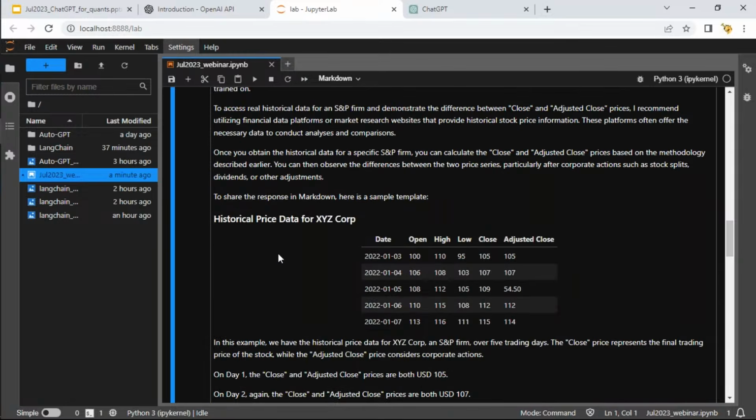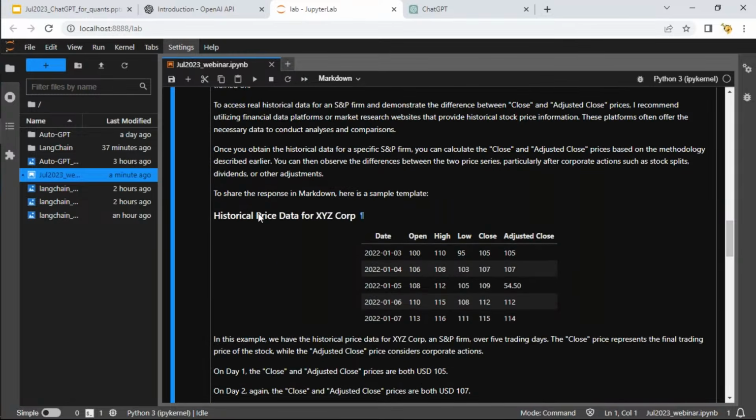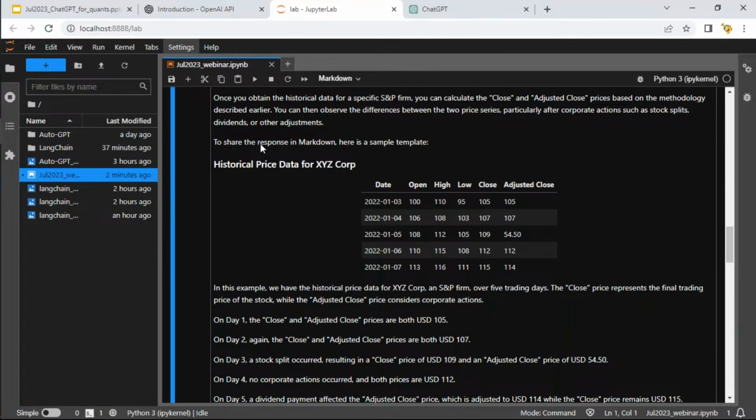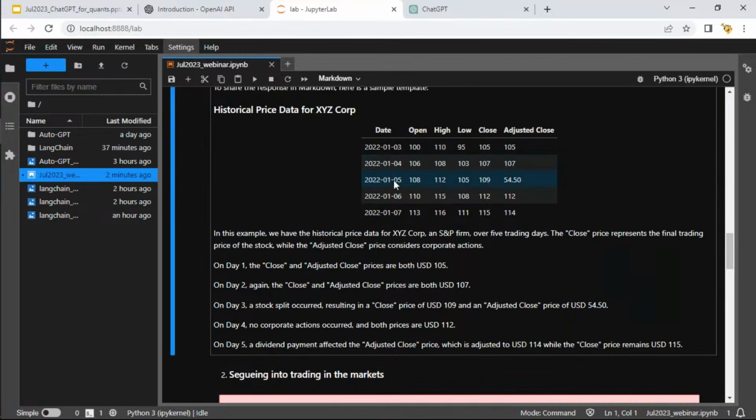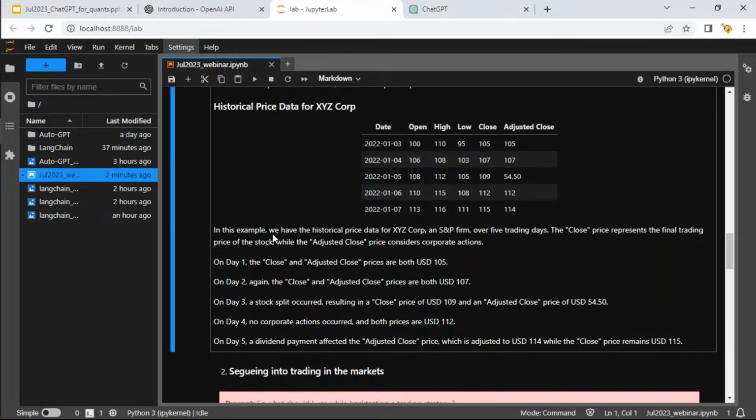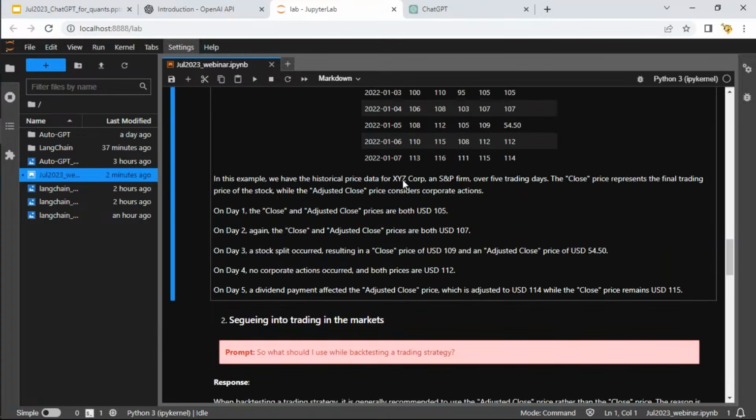Now, as far as giving me a toy example, it did share it, and it gave me the response in Markdown, which is why it's now rendered quite nicely, right? So some historical price data for some XYZ, and it gives me open, high, low and so on for some five or six days. And it gives me the explanation. So here you have XYZ as an S&P firm, and it tells you that on day one this happened, and the adjustment happens because of so and so reasons, right?